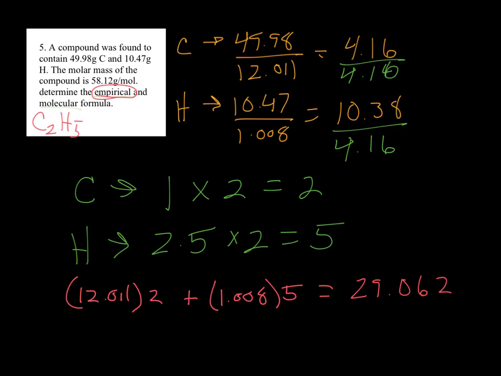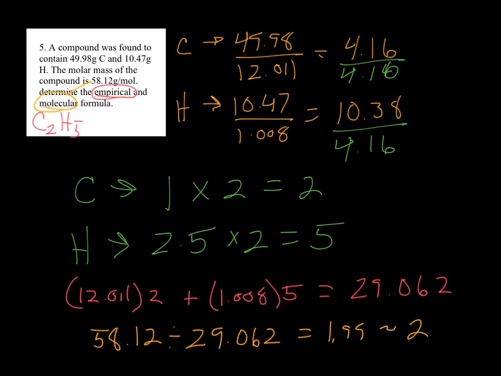So to find my molecular formula, I have to take the mass that they give me in the problem, which is 58.12, and divide that by the mass of my empirical formula, which is 29.062, and that gives me an answer of 1.99, which is roughly 2.